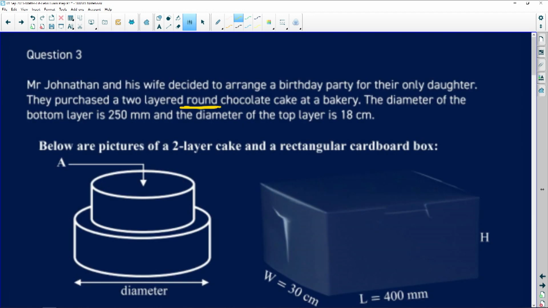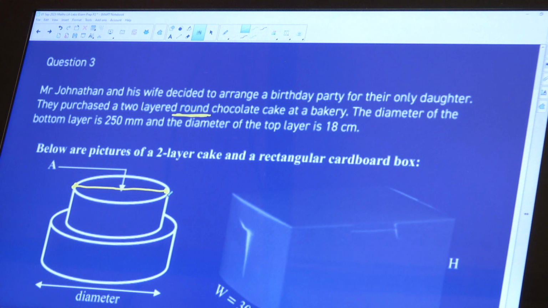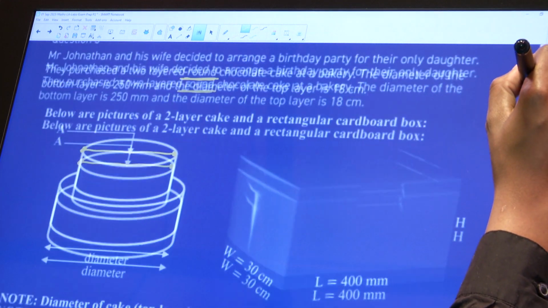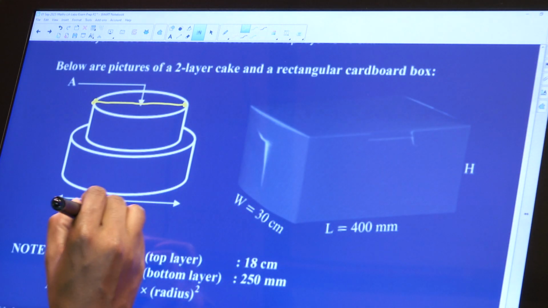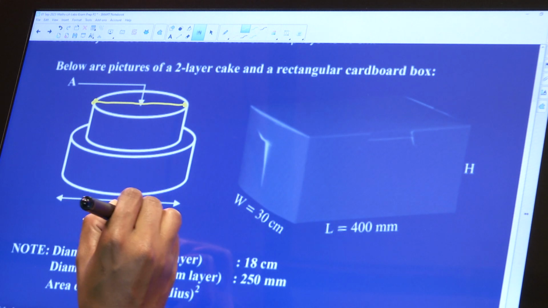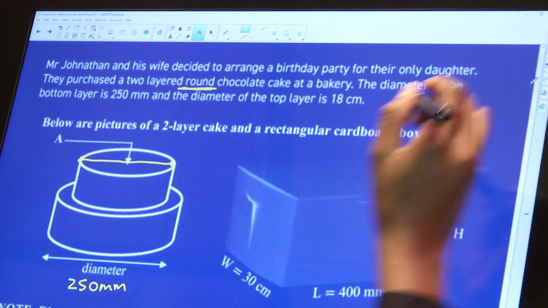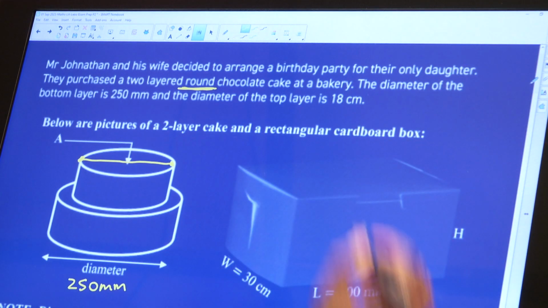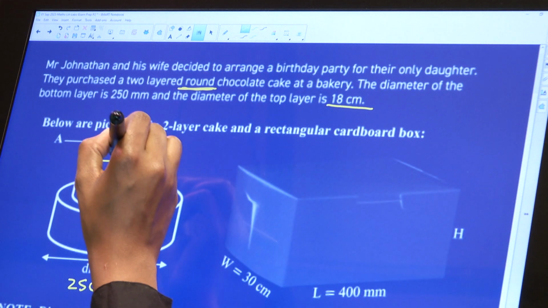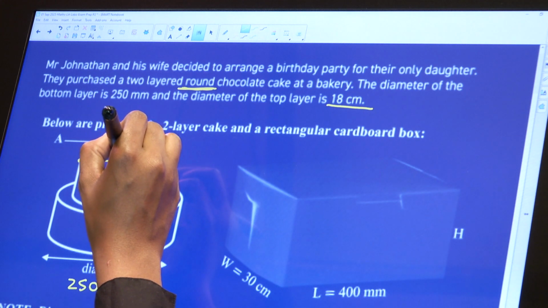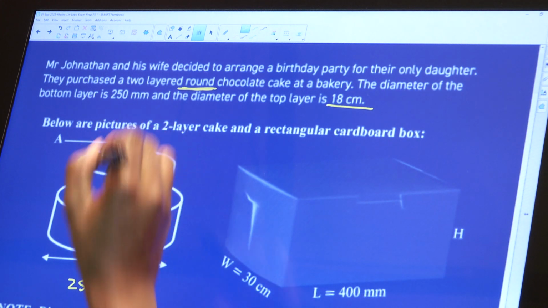So it means the diameter would be from that point to that point. Okay. And then it says the diameter of the bottom layer is 250 millimeters. So I'm just going to rewrite it there: 250 millimeters. And then another thing that we are told is that the diameter of the top layer is 18 centimeters. So what we are sitting with here is 18 centimeters.